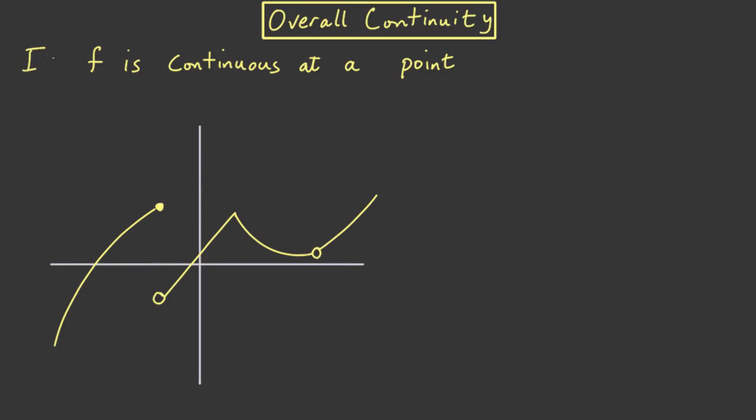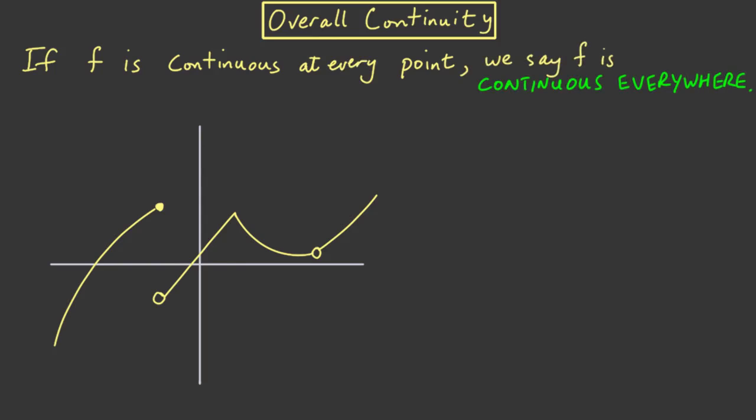Now, if a function happens to be continuous not just at a point, but at every point, then we'll say that the function is continuous on the real line, or continuous everywhere. And most of the time, if we just say continuous without specifying a point, this is what we'll mean. This means that there are no discontinuities anywhere.